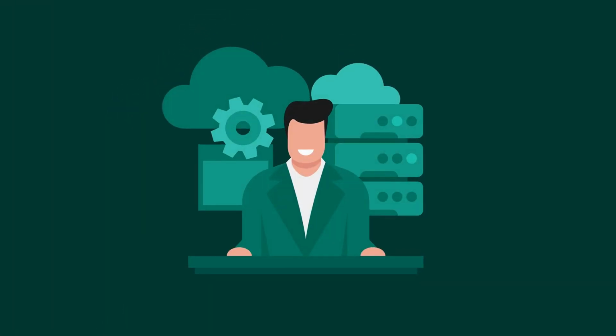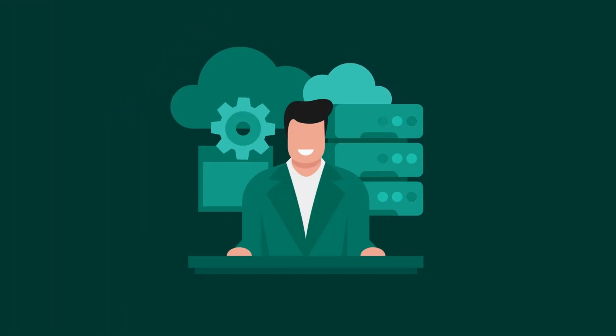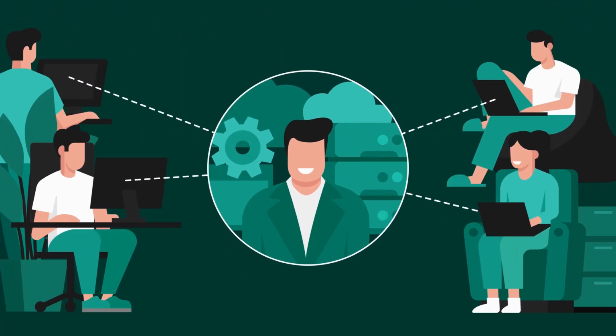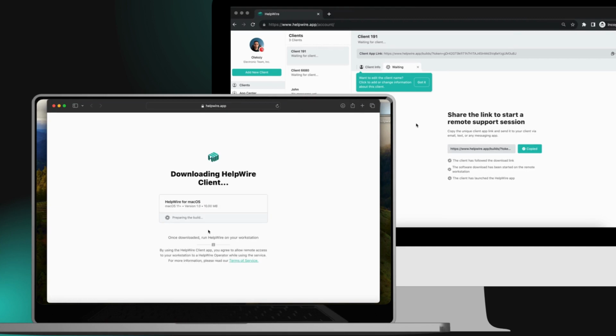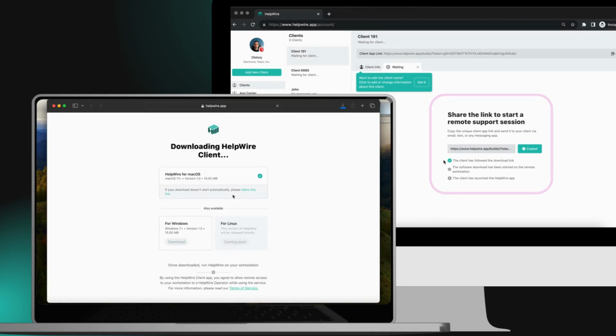Share the link with your client via preferred communication channels, help desk system, email, instant messenger, etc. Wait until your client downloads and installs the HelpWire application. You can view his progress in the Open tab of your HelpWire web account.